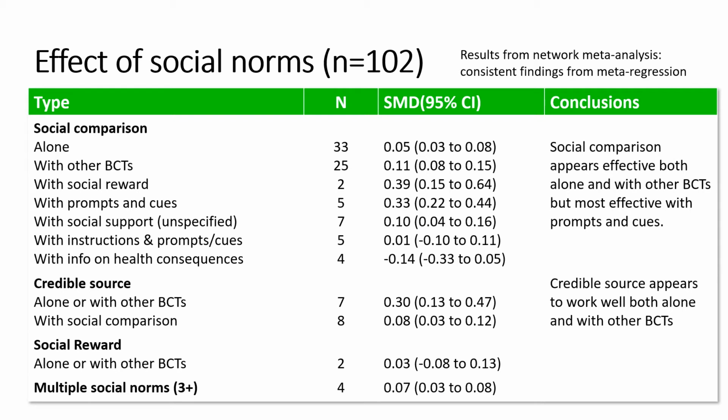So we've seen that social norms interventions are effective on average in changing behaviour, but we're interested in which of the social norms behaviour change techniques were most effective. We found in our study examples of social comparison, credible source and social reward. The other 3 behaviour change techniques that we identified didn't appear in our review because there weren't any studies that used them exclusively. Social comparison was the intervention that we saw most frequently.